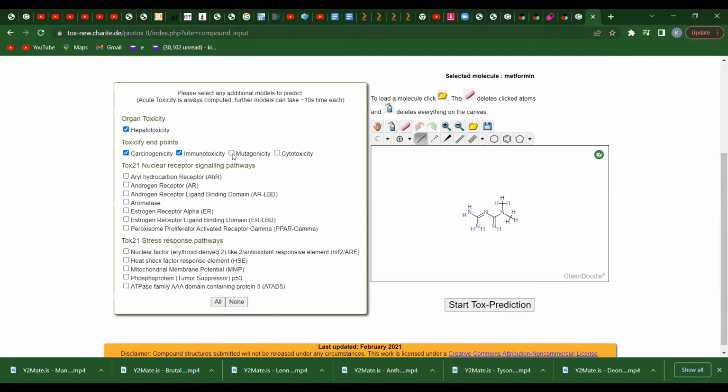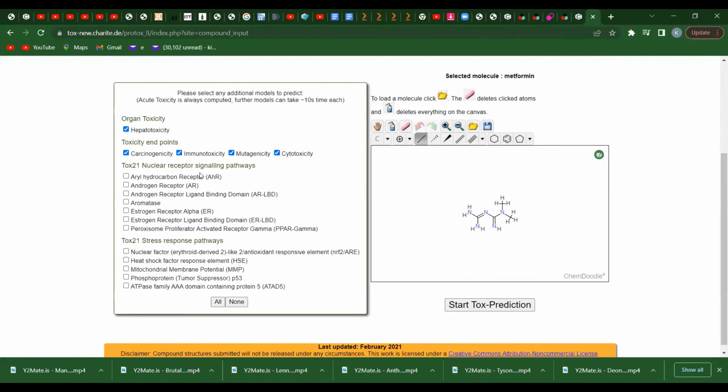Is it mutagenic also? Can it cause mutation? Maybe you might have heard a lot of drugs that they will say pregnant women should not take it, because if pregnant women take it, it can cause mutation, birth defect to the fetus. Okay, is it toxic? Is it toxic to any cell of the body? If you want to take that, you can take it.